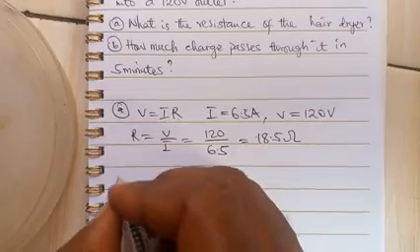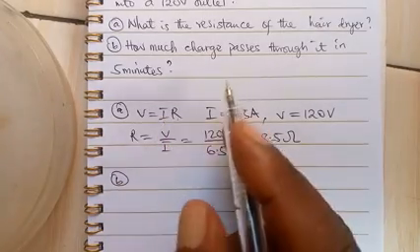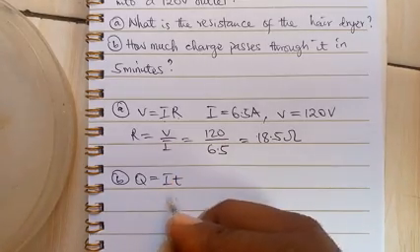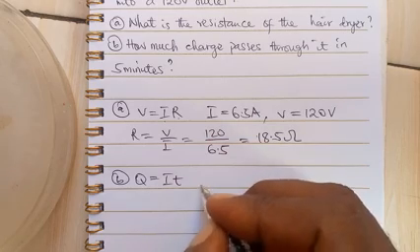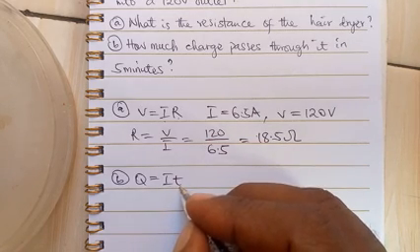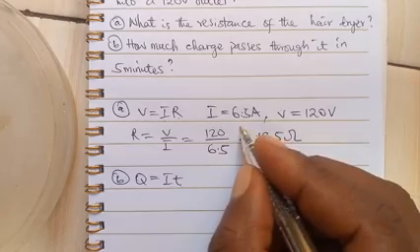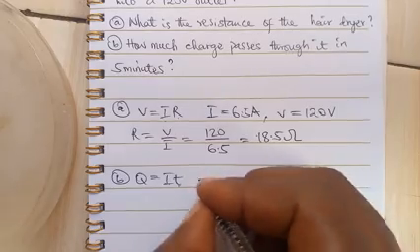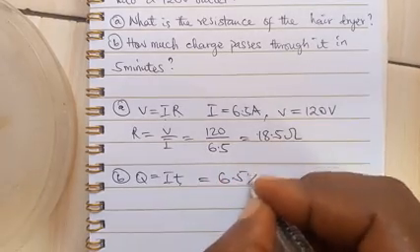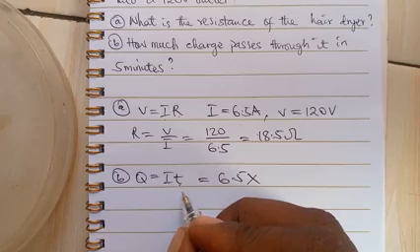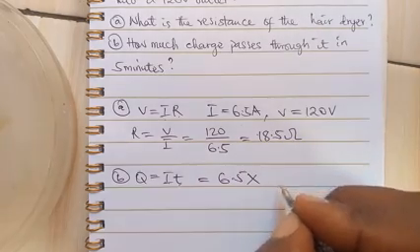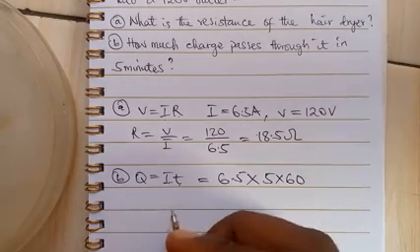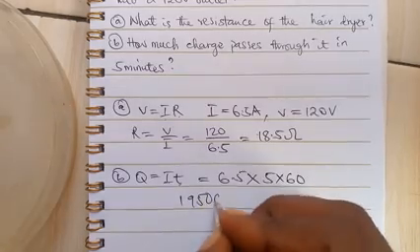For us to calculate the B question, charge, we know that charge Q is equal to current times time, I T. I, current, is 6.5. T, time, is 5 minutes. So what we have is 6.5 times the 5 minutes, which needs to be converted to seconds, which is 5 times 60. When we compute that, we will have 1950 coulomb.